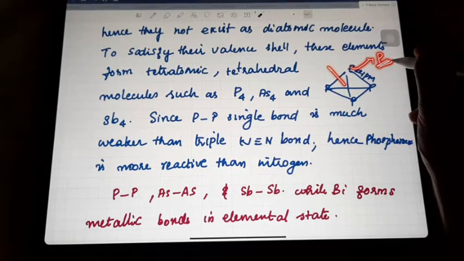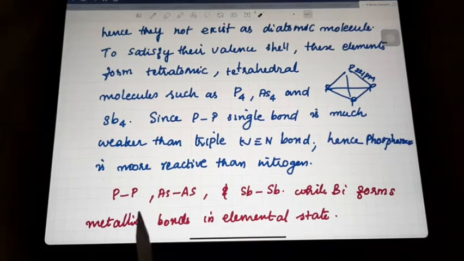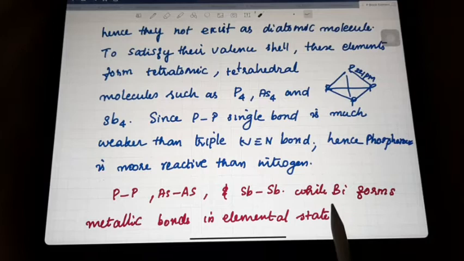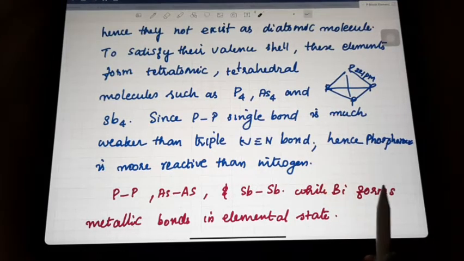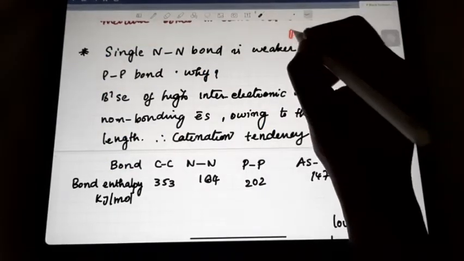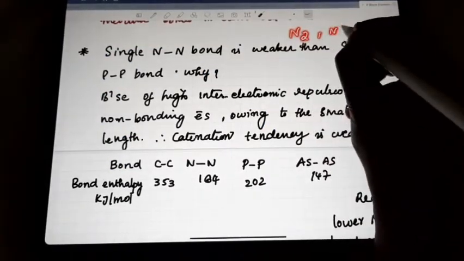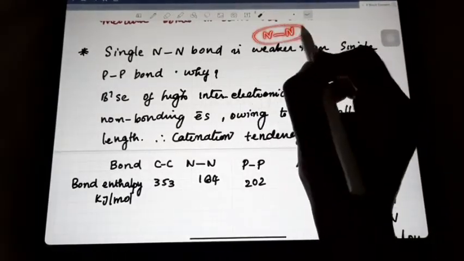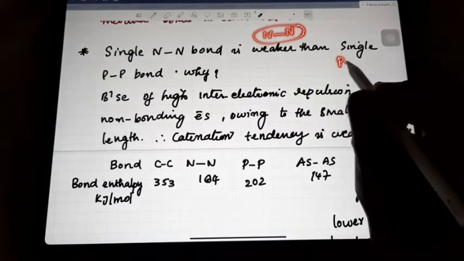In the case of N triple bond N, easy formation of elemental nitrogen is not possible. Why? Because the bond dissociation enthalpy is very high. On the contrary, phosphorus, arsenic and antimony form single bonds, but bismuth forms metallic bonds in the elemental state. So you understood that nitrogen exists as N triple bond N, but when you consider the N single bond N, it is weaker than the single P-P bond.